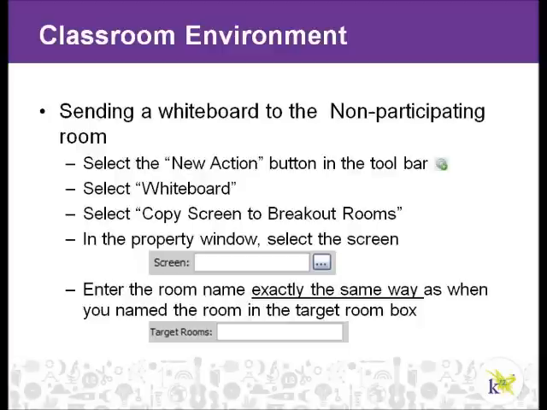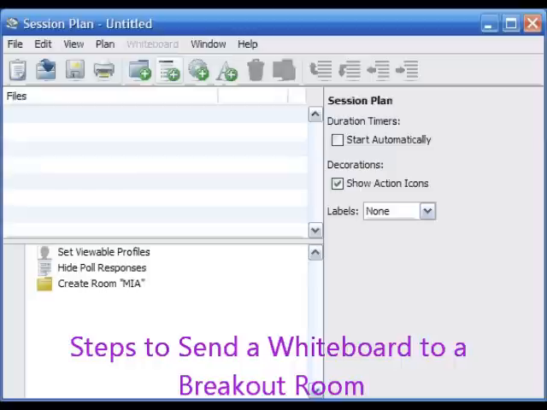In the Property window, select the screen using the Select Screen box. Blackboard Collaborate Plan will default to copying the whiteboard to all rooms. To only copy to your non-participating room, enter the name of the room exactly the same way as when you named the room in the Target Room box.